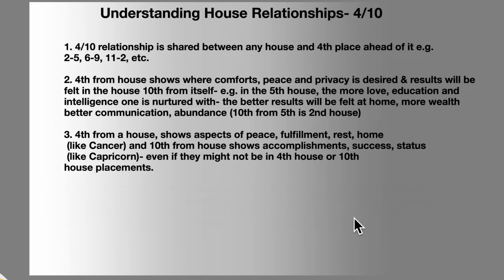We are taking the same principle and extrapolating it to all other houses as well. Okay? So let's take the 2 and 5 houses for example. The more love, education and intelligence one is nurtured with in the fifth house, the better results will be felt in the second house, which is home, wealth, better communication, abundance and so on. See the link between 2 and 5? It's taken as an example there.